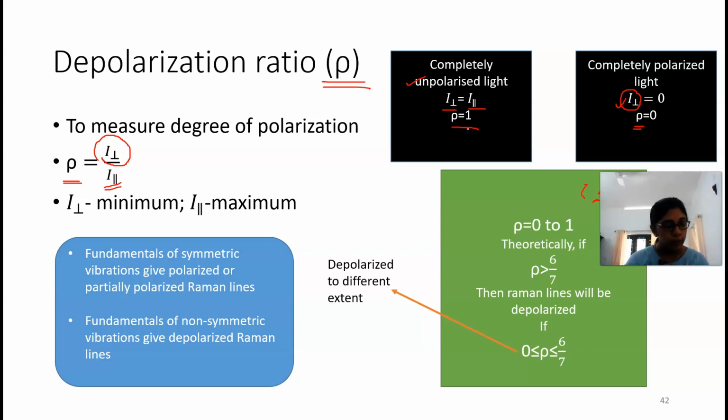So this points to the fact that the rho value can be 0 to 1, any value in between 0 to 1.